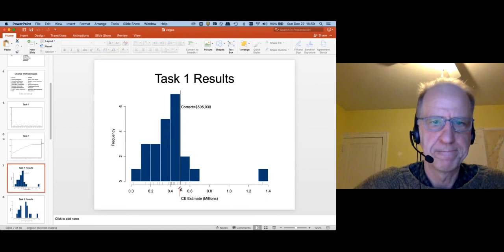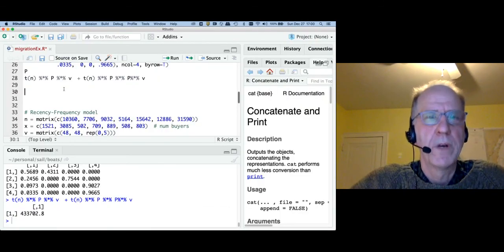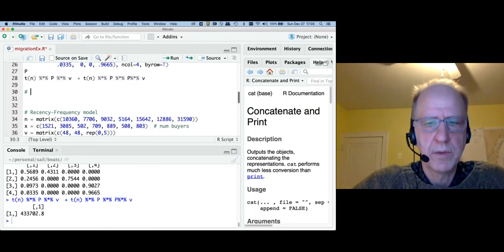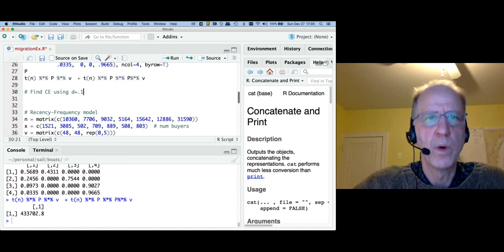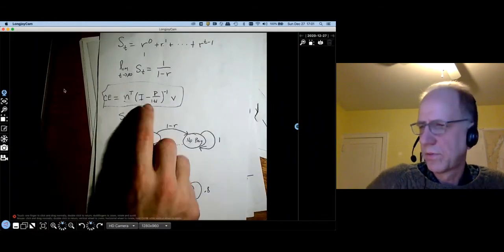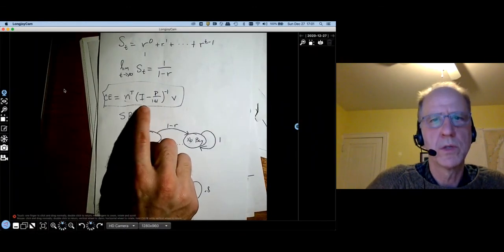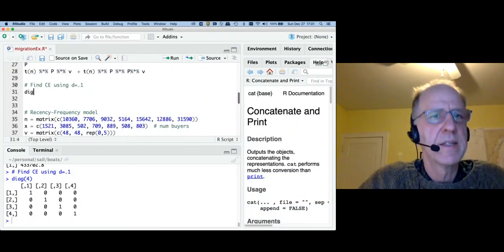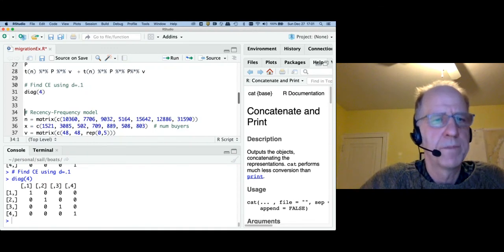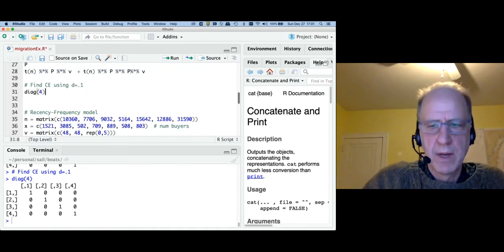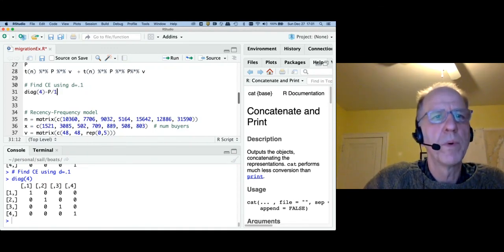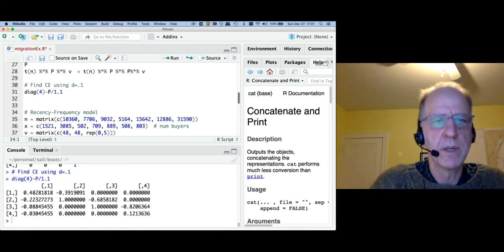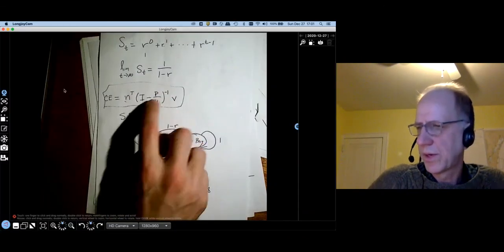Now, just for fun, suppose that we wanted to find customer equity using d equal to 0.1. So just as a little review, we would need to use this formula. So let's go find that thing in the middle. If I take diagonal 4, that gives me an identity matrix, minus p over 1.1 gives me this whole thing.